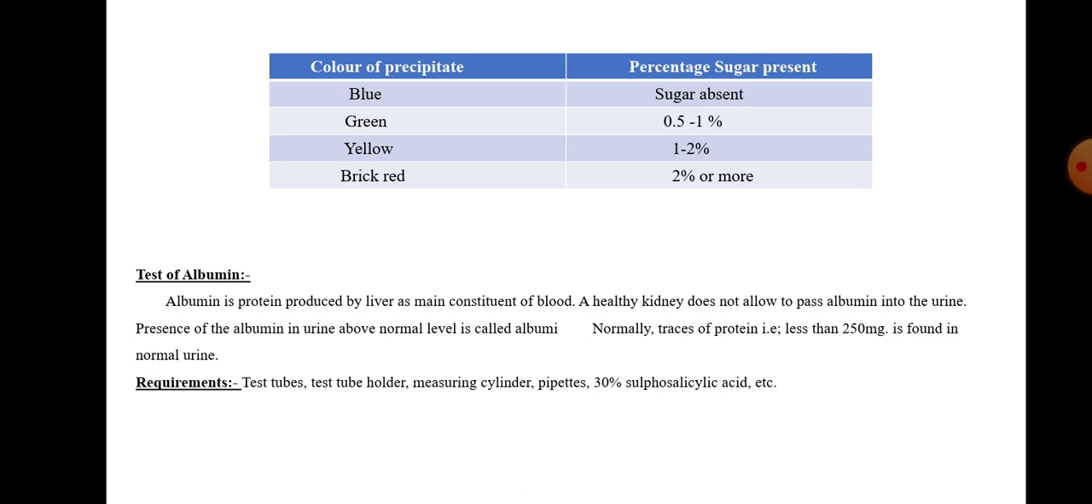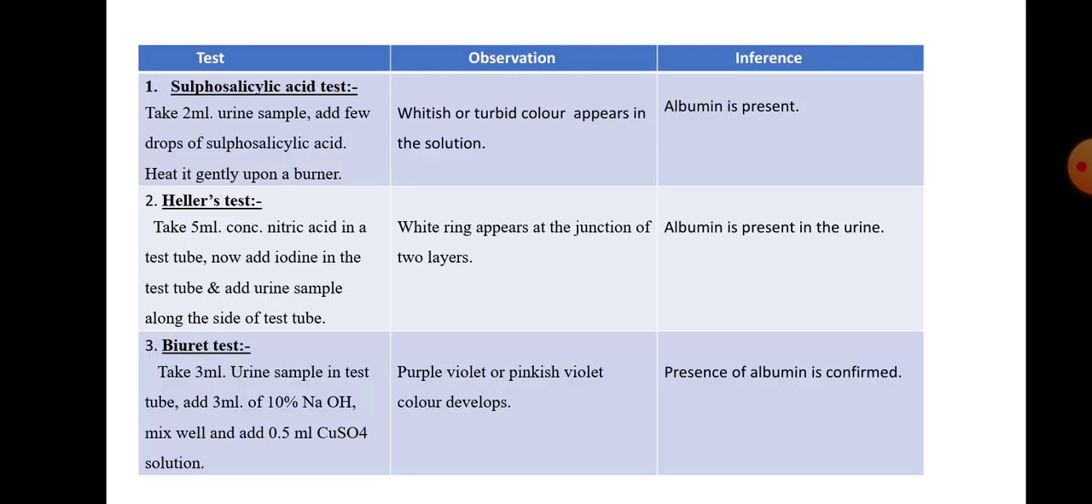Then the next is the test for albumin. Now what is albumin? Albumin is the protein which is produced by the liver as the main constituent of blood. A healthy kidney does not allow albumin to pass into the urine. Presence of albumin in urine above the normal level is called albuminosis. Normally, traces of protein, that is less than 250 milligram, are found in normal urine. The requirements are test tubes, test tube holder, measuring cylinder, pipettes, and 30% sulfosalicylic acid, etc.